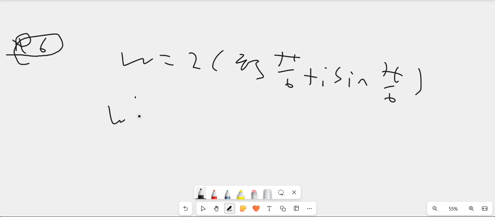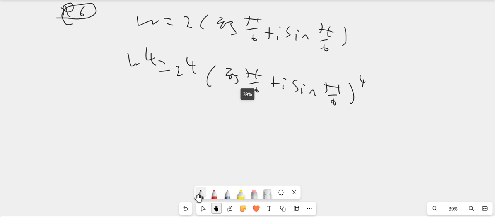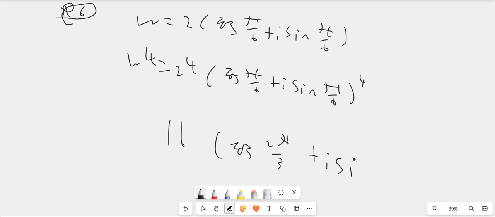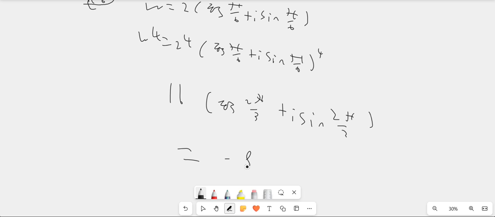And then obviously w to the power of 4 is just going to be what? 2 to the power of 4, and then cos pi over 6 plus i sine pi over 6, all to the power of 4. So 2 to the power of 4 is 16, and then times the 4 inside, that's cos 4 pi over 6, which is 2 pi over 3, plus i sine 2 pi over 3. Then put it in your calculator with the 16 and open bracket, and you get minus 8 plus 8 root 3i, yeah?